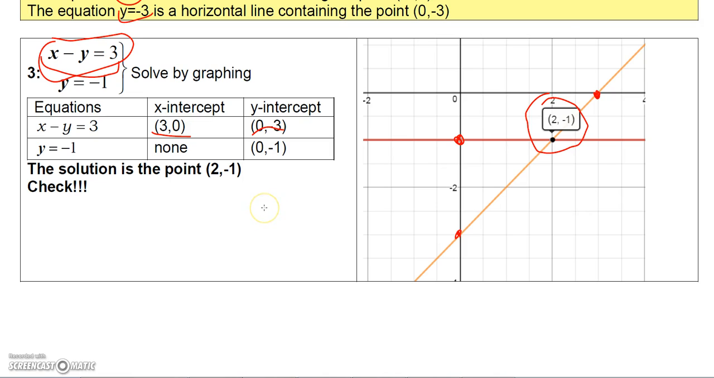Now the next section I'm going to cover is going to involve solving these types of systems by the substitution method.